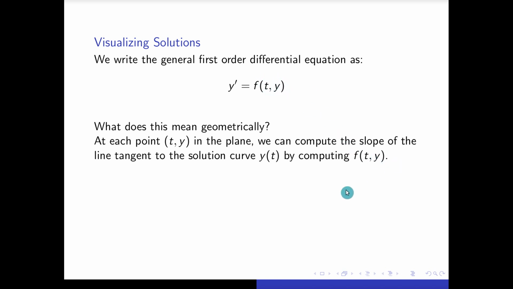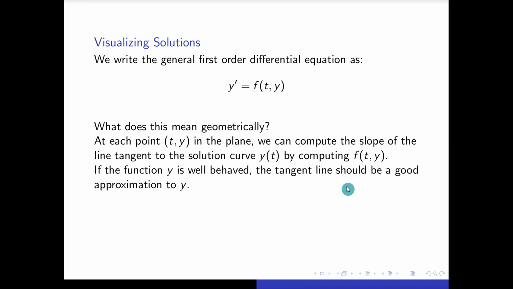If you do that for all the t and y in the plane, you get what's called a direction field or a slope field. If the function y is well behaved, the tangent line should be a good approximation to y. Do you remember what the vocabulary word was that we used in calculus? We don't really have well behaved in calculus, right? If the tangent line is a good approximation to y, then y is said to be differentiable. Good.